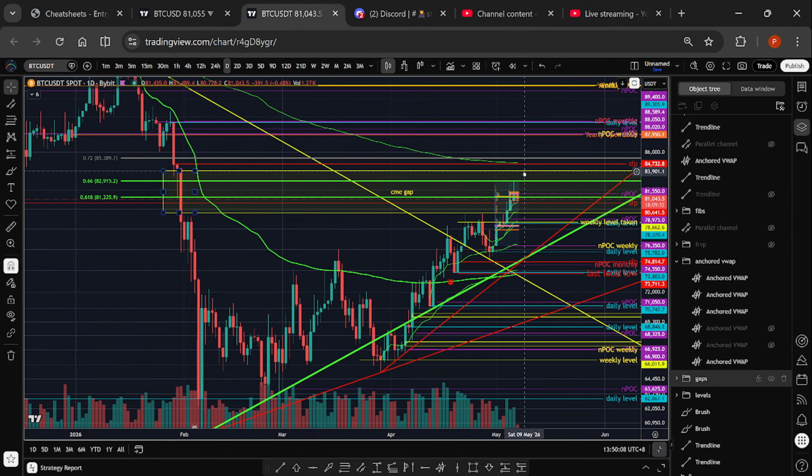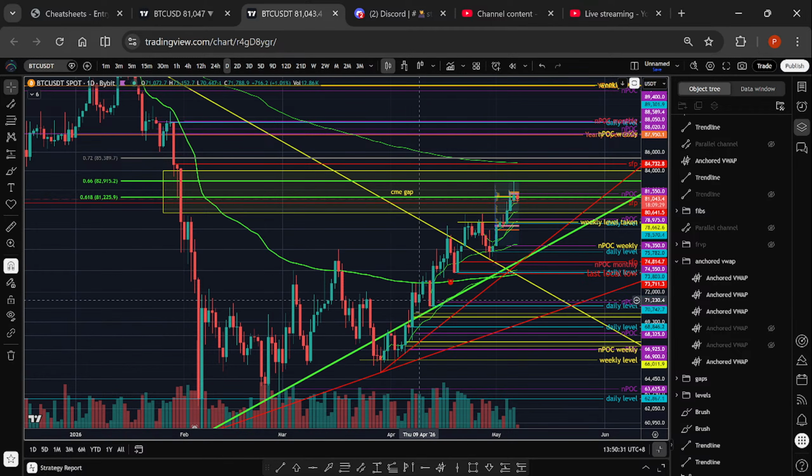SFP. So right at this number here on the chart lines up with this CME gap fill, come up, touch the VWAP, SFP of this red line, and that's when it may have a drop. But for now, this is bullish.